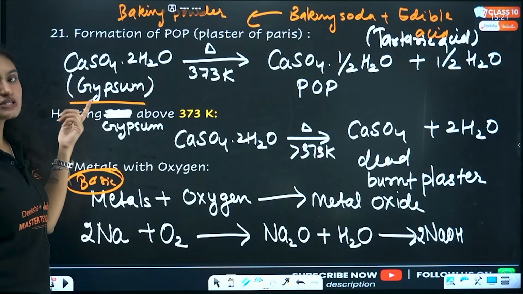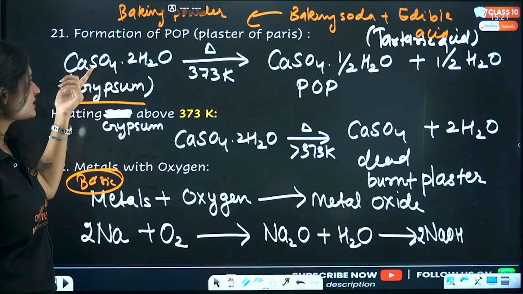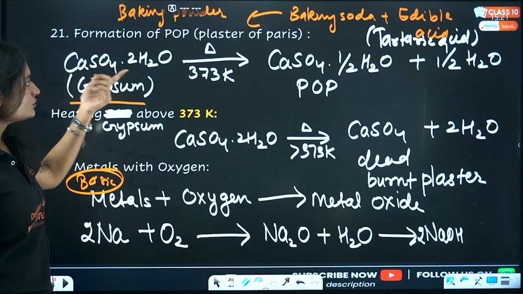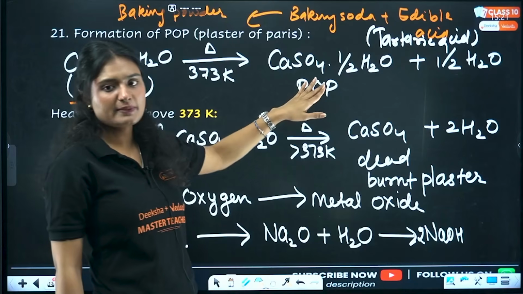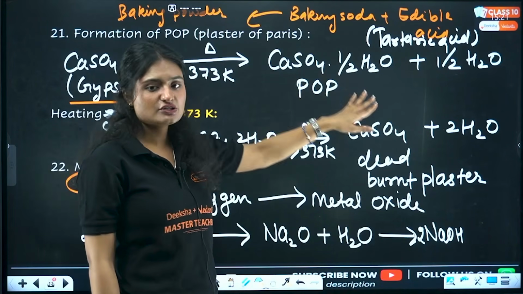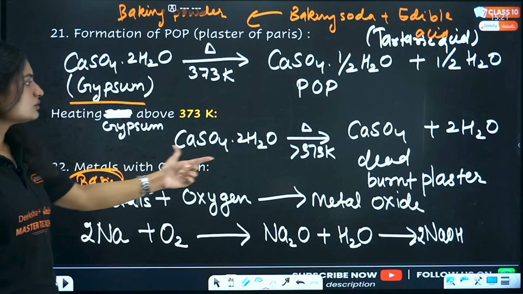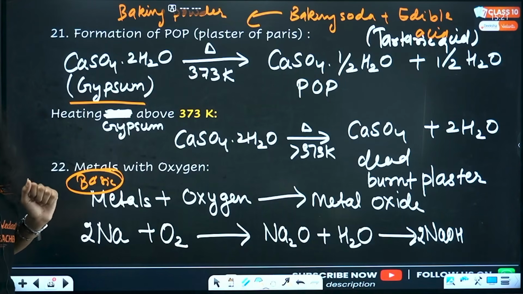Then you have formation of plaster of Paris. You take gypsum, CaSO4.2H2O, and you heat it around 100 degrees Celsius, you get plaster of Paris. This is plaster of Paris, calcium sulfate half H2O. If you heat it above 373 Kelvin, you will get dead burnt plaster.